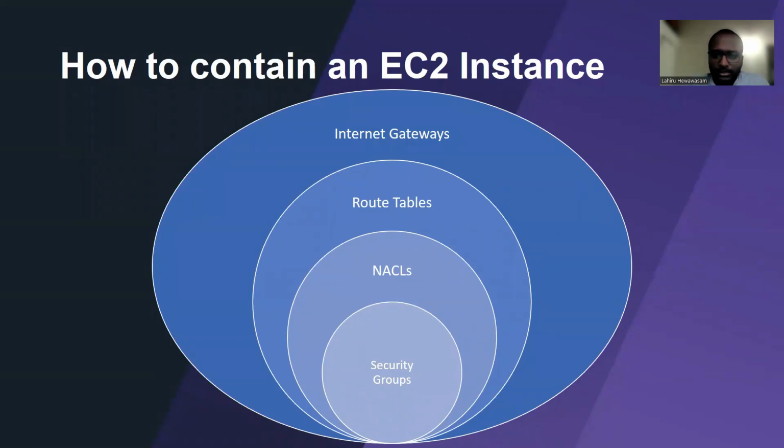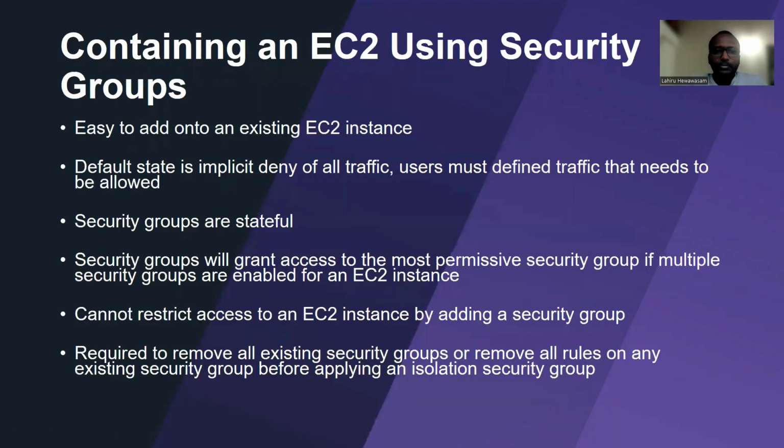Then you have route tables that will restrict access on the external or egress communication. And you have internet gateways, so that's on the top level. So let's look at each one of them and see how we can use them to isolate our EC2 instance. First, we'll look at the security group.